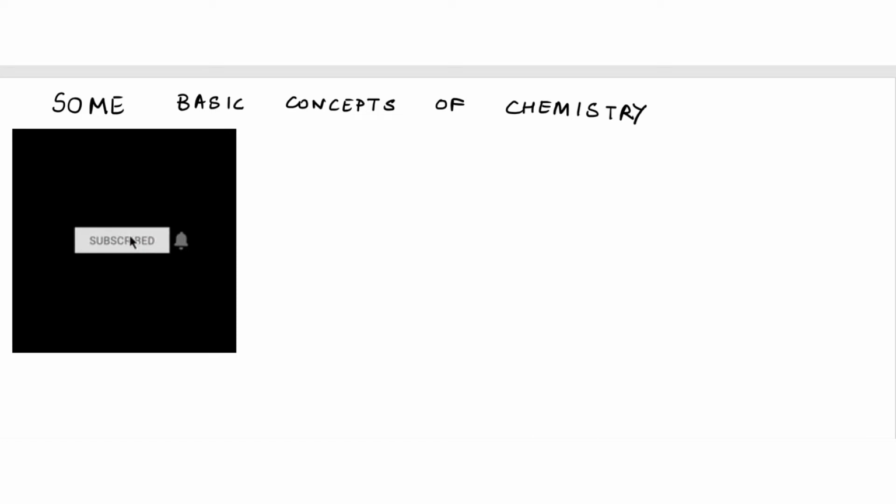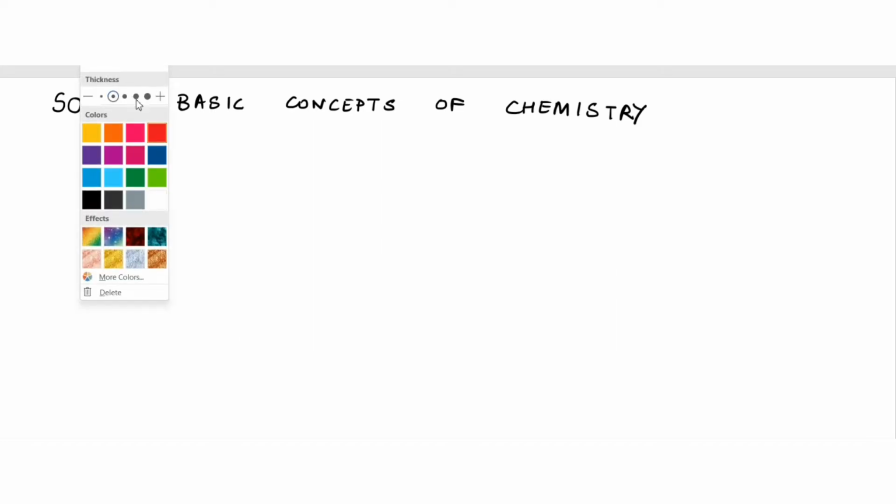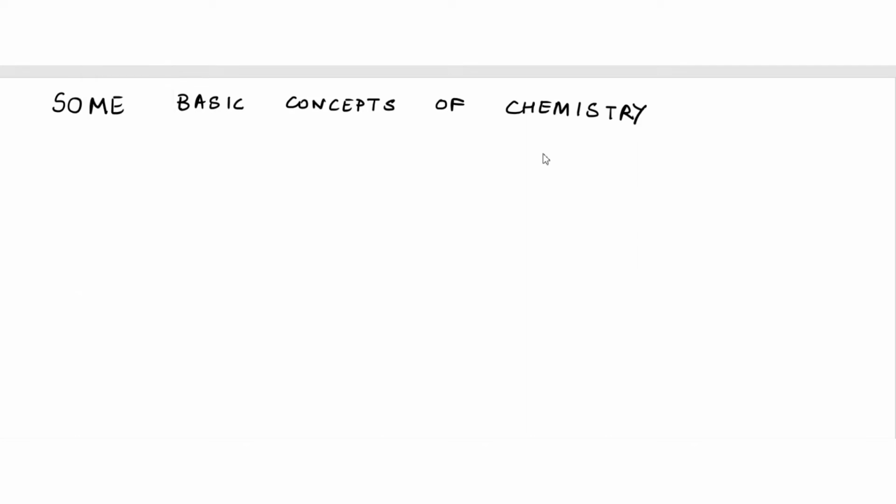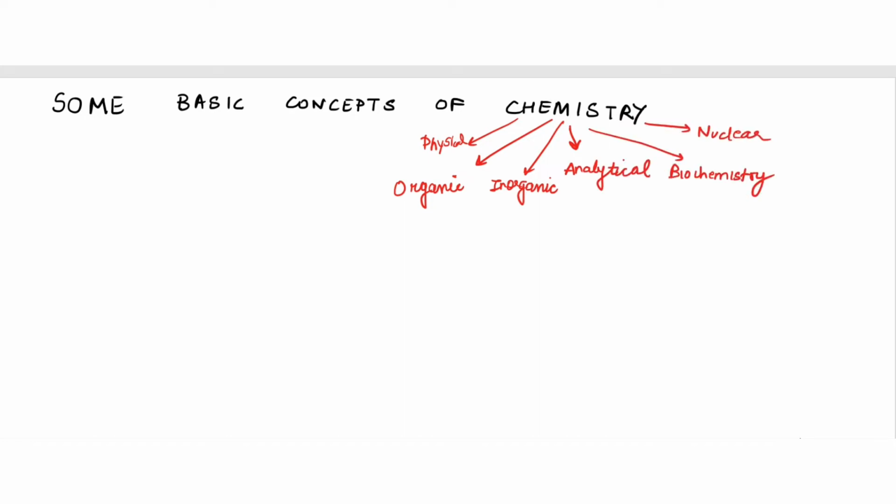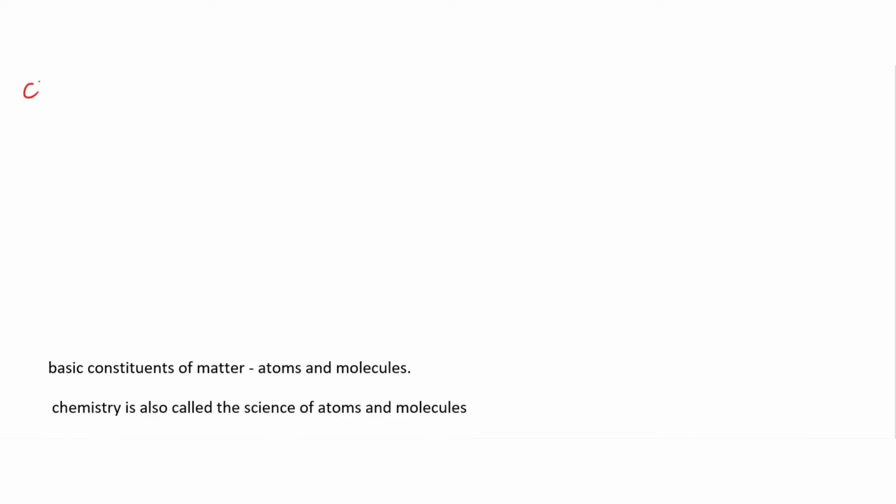From today, we are going to start with chemistry, and that too from the very basics. So, we'll be starting with the first chapter of class 11, that is Some Basic Concepts of Chemistry. We all know chemistry is not just a subject, it has multiple branches in it: organic, inorganic, physical, analytical, biochemistry, and nuclear chemistry. So, chemistry is nothing but the study of composition, structure, interaction, and properties of matter.